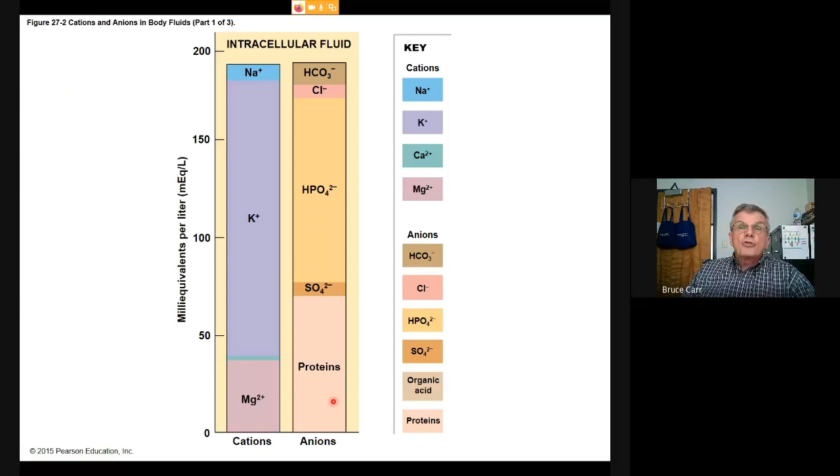So let's take a look at these in summary form in these graphs. Here is the intracellular fluid, think ICF, think cytosol, and the cations that we find in the cytosol. Very high potassium, that's that sodium-potassium pump. Relatively high levels of magnesium.